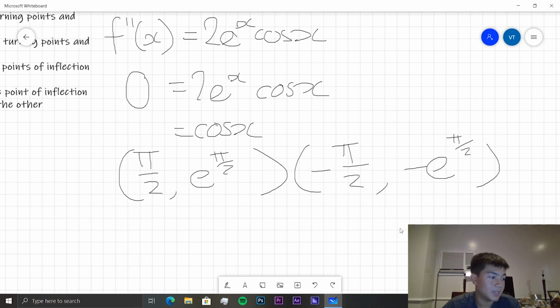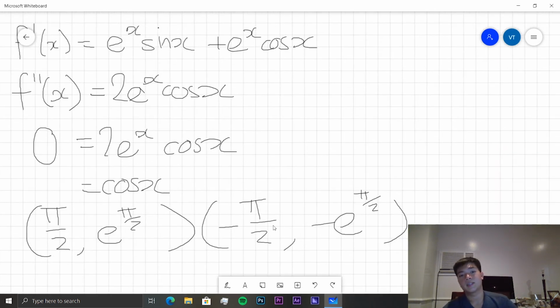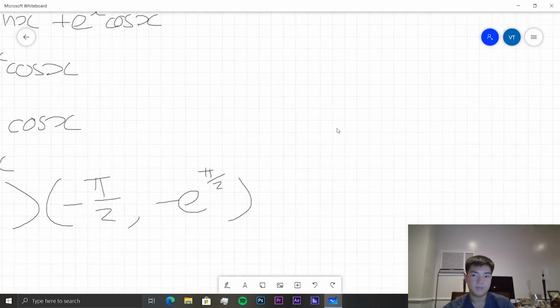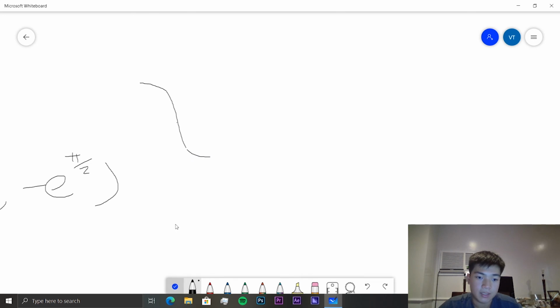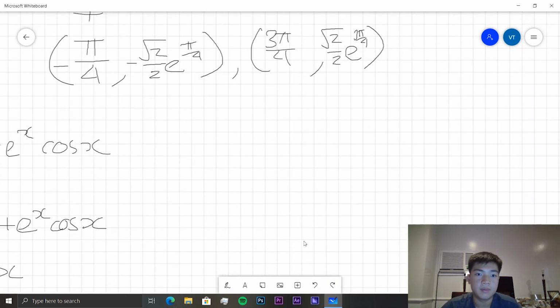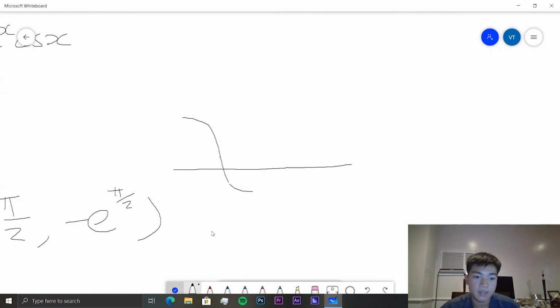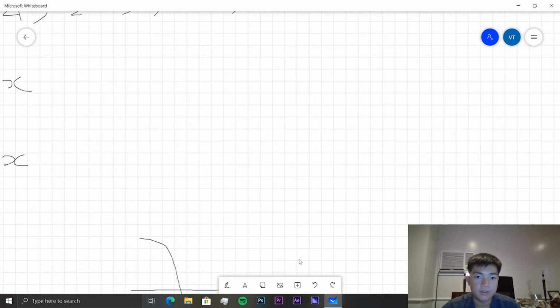And then sketch the graph, I guess. So pi over 2, negative pi over 4. So this is a minimum. So this would look like this. Drop down the minimum. So this point of inflection is at pi over 2, e to the pi over 2. And the minimum is below the x-axis. And then we have our next point of inflection at negative pi over 2.